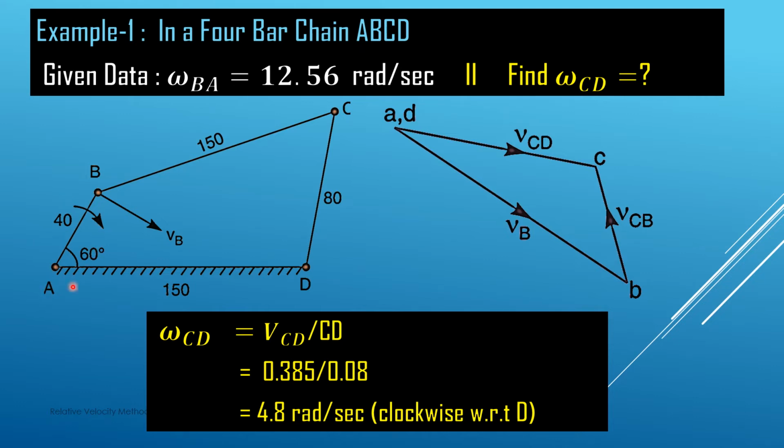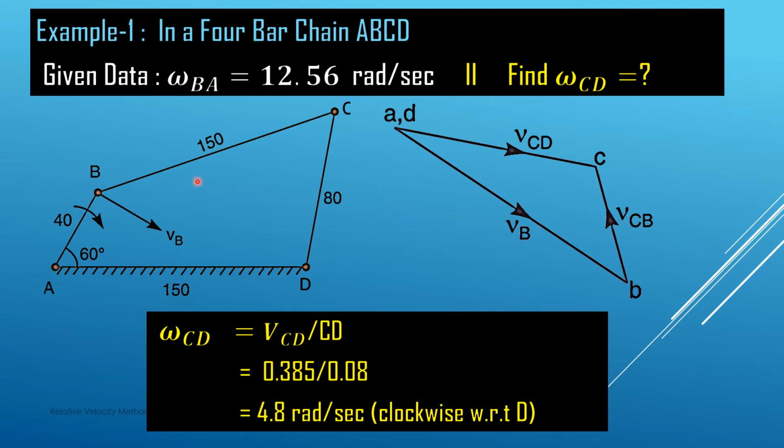Here we see that points A and D are the fixed points. So we can mark these two points A and D as pole points in this case. As we discussed, in the velocity polygon we use small letters, so a and d, with a marked as the pole point. First of all, we know this VB value, so we draw this vector. From point a, we draw the vector VB and locate point b. This way we reach point b, and we know this VB vector in magnitude, because we have already found this value, AB into omega.